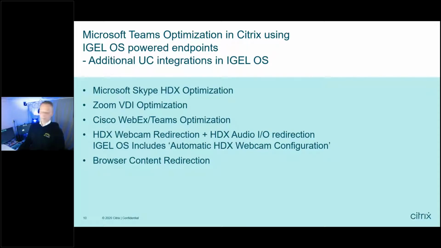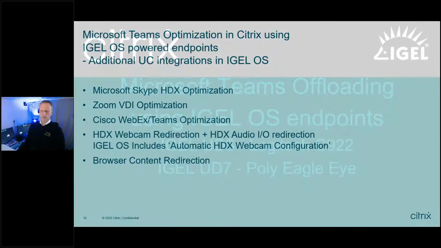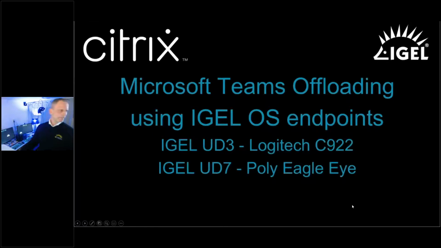So now let's have a look at a video of me doing a video call to myself. It's a pre-recorded video, but I will start the video now. The environment that I'm using is an IGEL UD 3 hardware device with a Logitech C922 camera. And the opposite endpoint is an IGEL UD 7 with a Poly Eagle Eye camera. And I will roll the video.